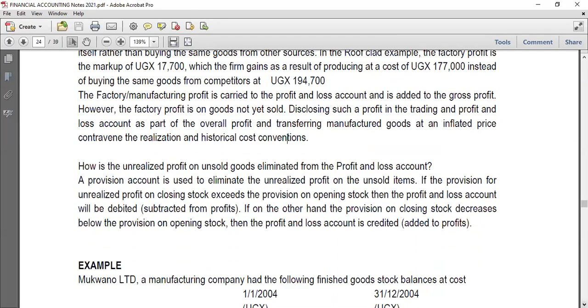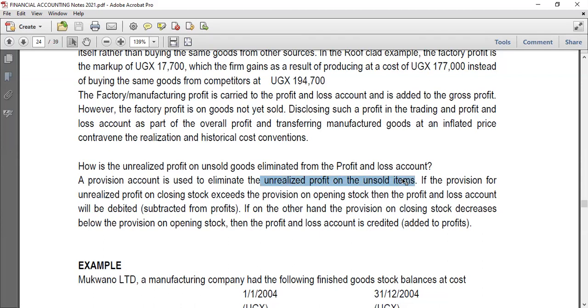So given that background, then how do we now cater for the unrealized profit on the unsold inventory, okay? Like we've seen, at the end of the period, we have what we call the closing stock. So we have to make sure that we cater for the unrealized profit on the closing stock. So this is what they are saying. How do we account for this is that we should open up a provision account, okay? We should open up a provision account which is used to eliminate what? The unrealized profit on the unsold items, okay?